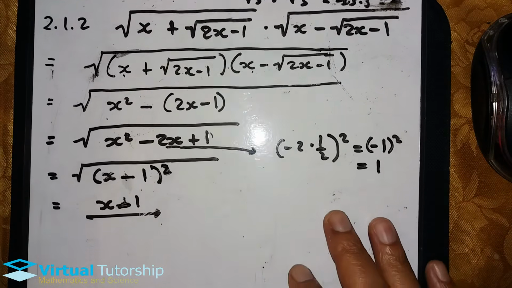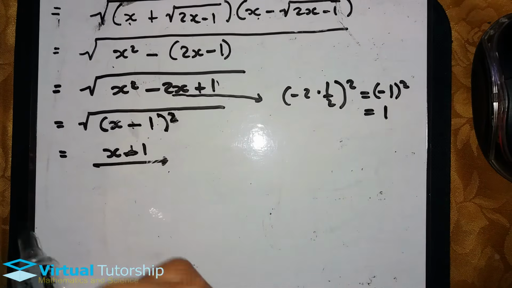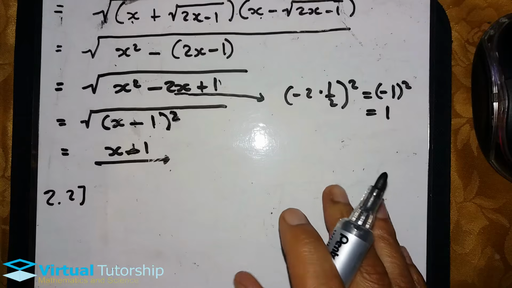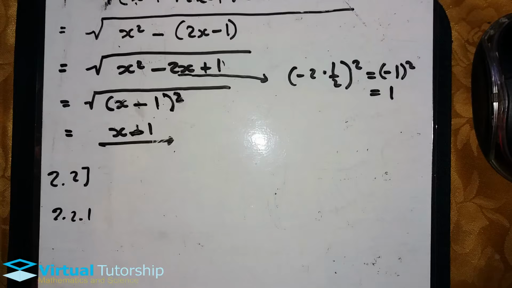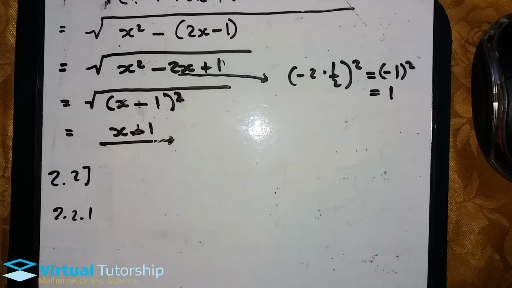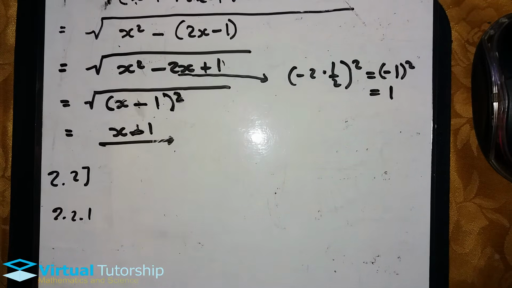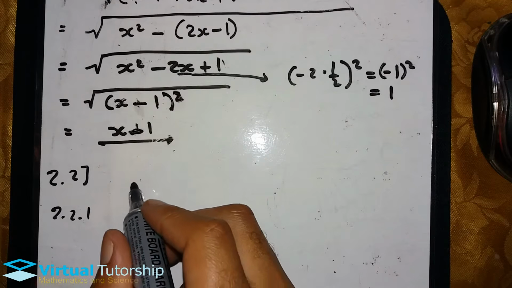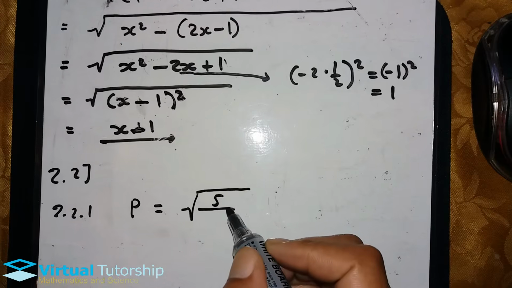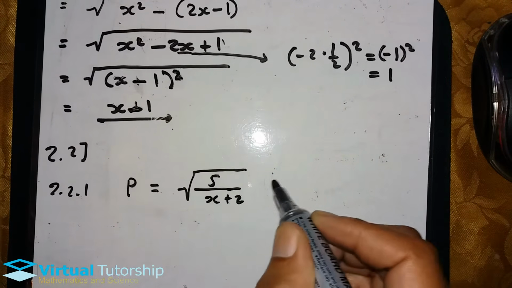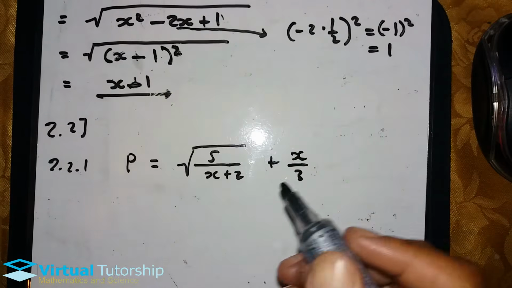Okay, now let's do question 2.2. In 2.2 they say, given p is equal to the square root of 5 over x plus 2, plus x over 3, and then 2.2.1: for what values of x will p be a real number? So here our p, which is equal to the square root of 5 over x plus 2 plus x over 3. Okay, look.